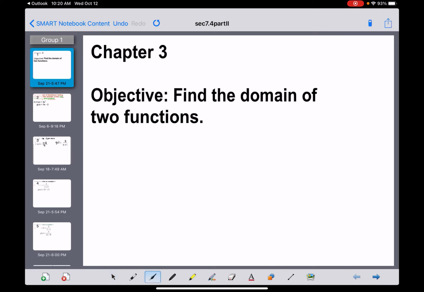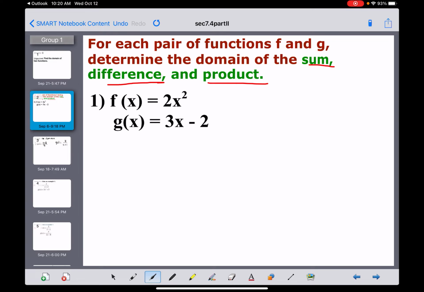Okay guys, in this lesson right here, we're going to find the domain of two functions. So let's look at number one. It says for each pair of functions f and g, determine the domain of the sum, difference, and product. So whether we add, subtract, or multiply these two functions, their domain is going to be exactly the same. So let's look at one at a time.